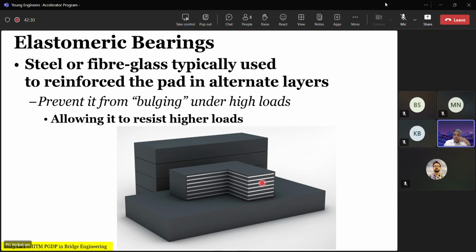As you can see here, the reinforcement plates are introduced. They are either of steel or fiberglass, but most of the time in India, most of our bearings use steel. Very rarely you get fiberglass. It prevents bulging under high loads and allows us to resist higher loads. As I told you, bulging will cause tearing of the rubber if it is too large. Therefore, by controlling the amount of bulging between the layers with the reinforcement, you allow the same rubber plan area to sustain bigger loads. That is how the advantage comes out of using a reinforced elastomeric bearing.